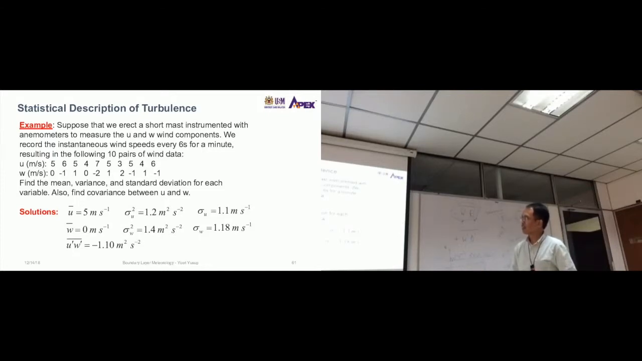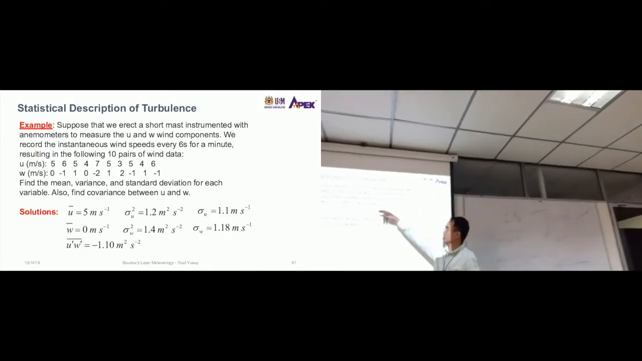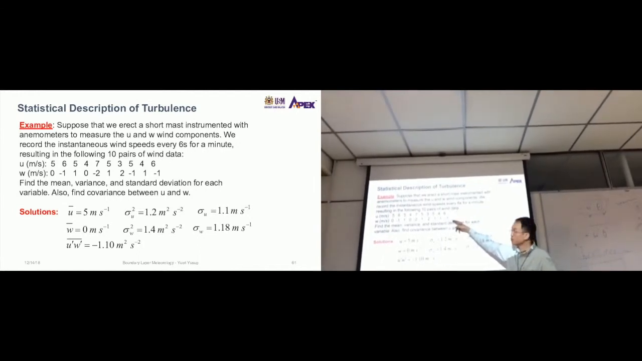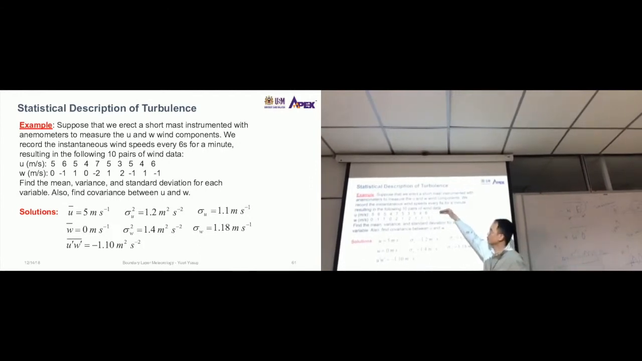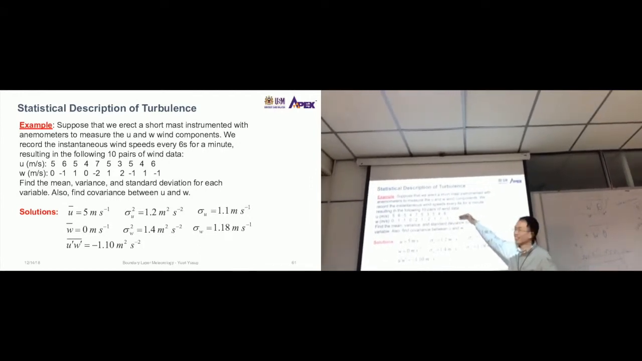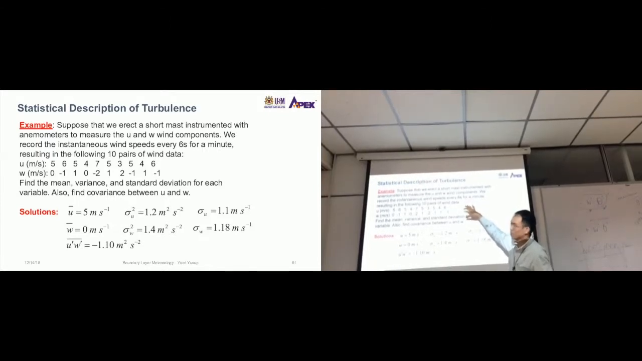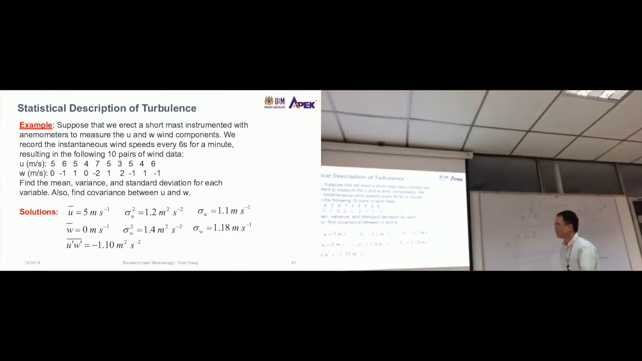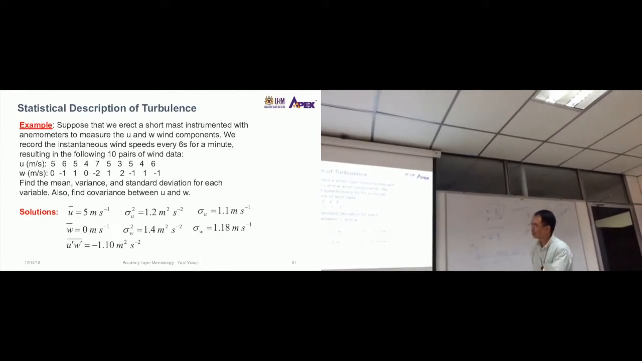So find the mean, variance, and standard deviation of each variable. Also find the covariance between U and W. The difference here is that you did this just now for sigma U, but then you can also do this for sigma W. But now calculate the covariance. That means U and then W, and then you combine the two, and you get the covariance of U and W. So the answer is here, if you'd like to try it out.